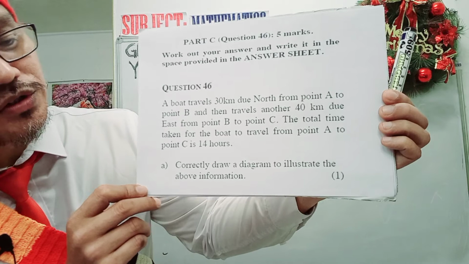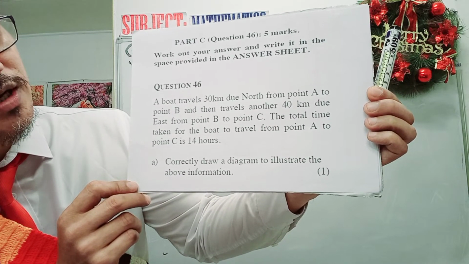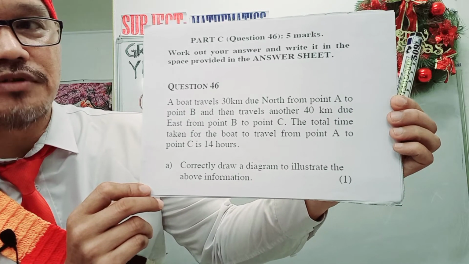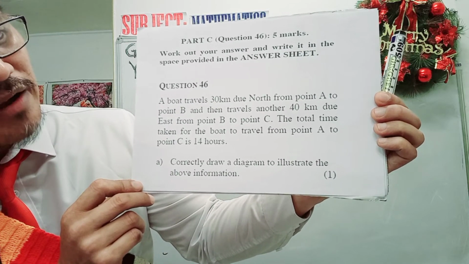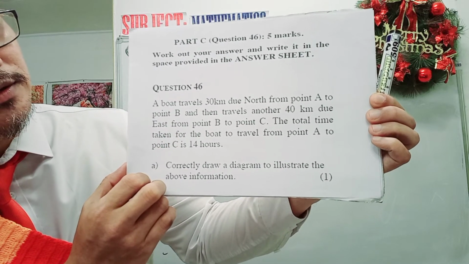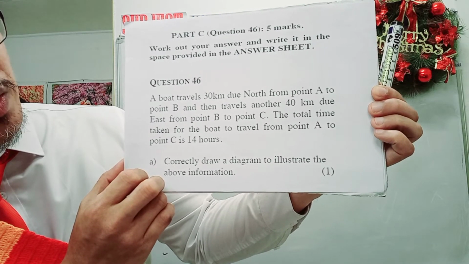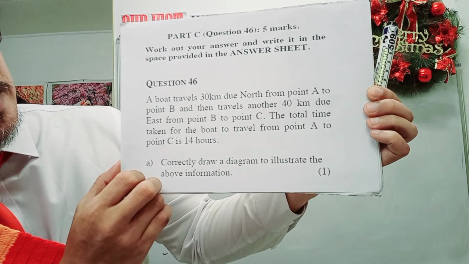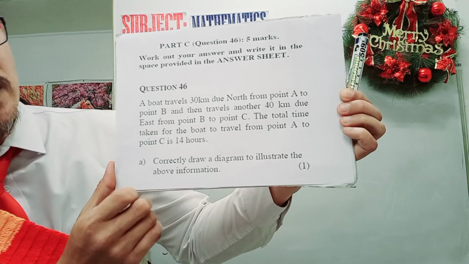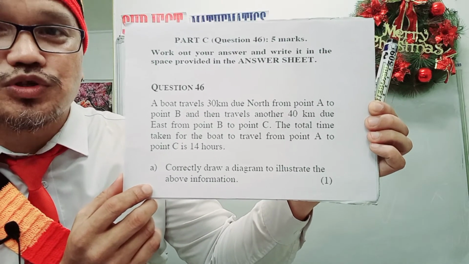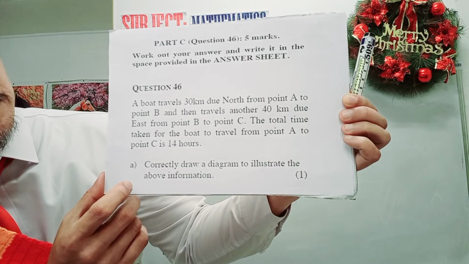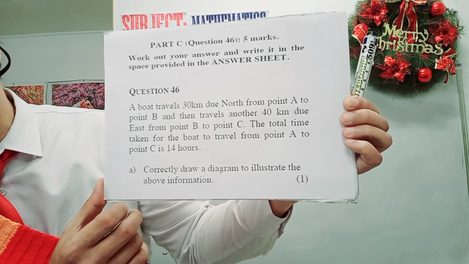We have here a boat that travels 30 kilometers due north from point A to point B. So this is like trigonometry, a right angle triangle. And then it travels another 40 kilometers due east from point B to point C. The total time taken for the boat to travel from point A to point C is 14 hours. The first question, the usual question for this kind of topic: correctly draw a diagram to illustrate the above information.